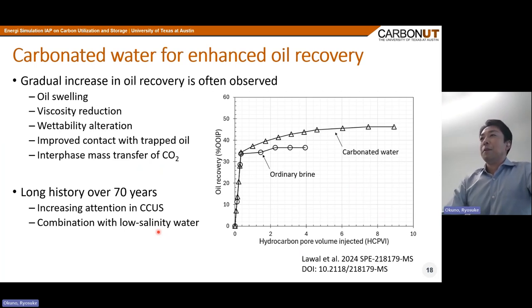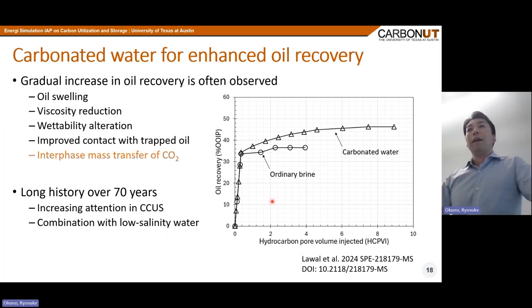Carbonated water typically shows elongated, gradual oil recovery after breakthrough, as shown on the right side here. Many papers explained the various mechanisms of carbonated water injection for EOR, such as oil swelling, viscosity reduction, wettability alteration, improved contact with the trapped oil, and the interface mass transfer of CO2 from the water phase to the oleic phase ahead of it. With nanobubble technology, we are particularly interested in significant enhancement of this mechanism highlighted here, which is interface mass transfer of CO2.